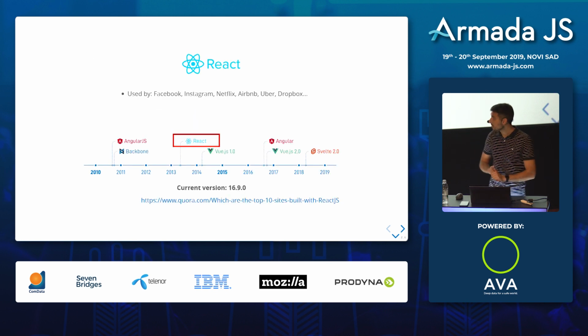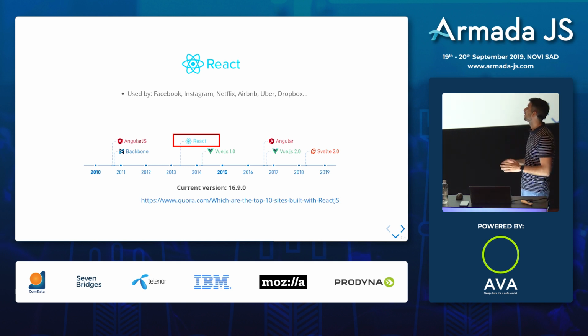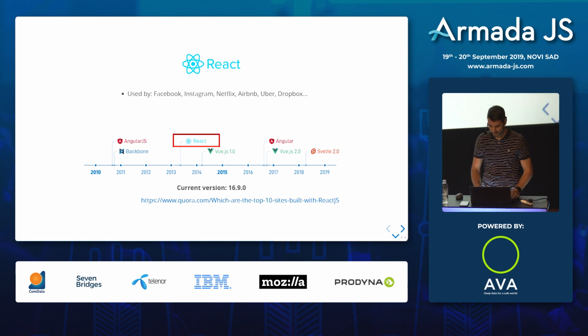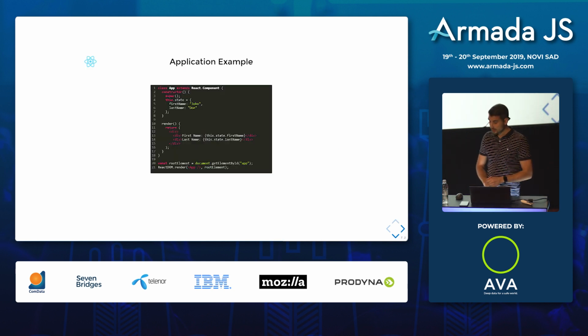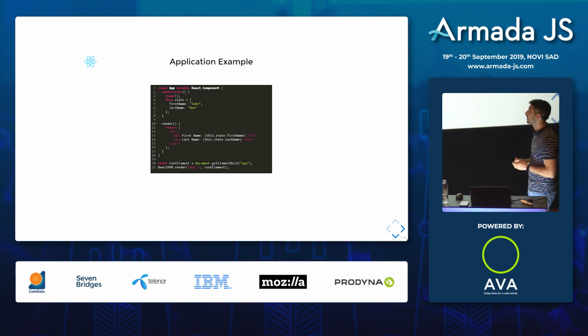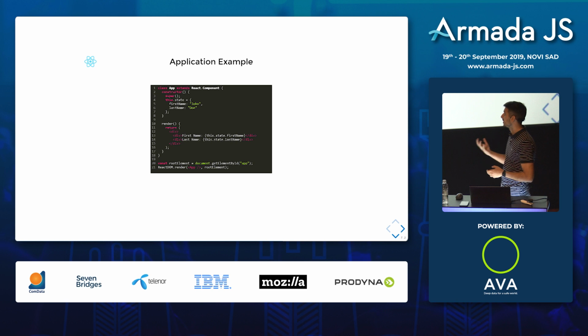Okay, let's go to the next one. It's React from 2013, current version 16.9. It's used, of course, by Facebook, Instagram, Netflix, Airbnb, you just name it. This is a simple application. It just extends React Component. And the state is kept in the state property of the component. We define some properties. We have a render method, which uses that state in a template. And bootstrapping of the application is not important here.